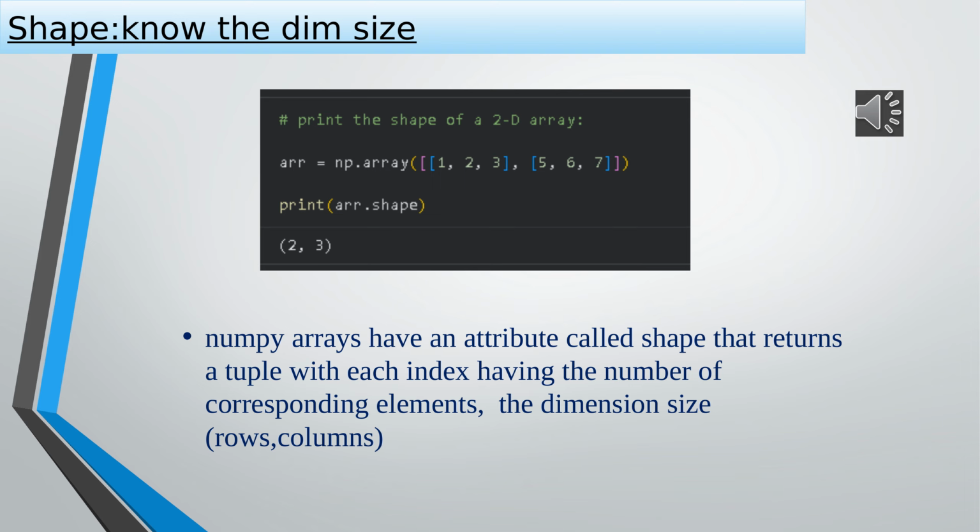The shape of an array is returned as a tuple. Each value in the tuple represents the size of one dimension. For a one-dimensional array, the shape contains only one value, which represents the total number of elements. For a two-dimensional array, the first value represents the number of rows, while the second value represents the number of columns.